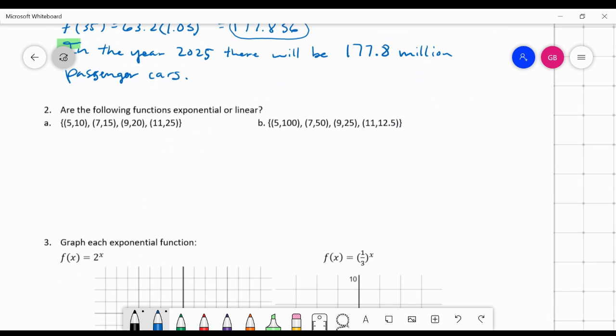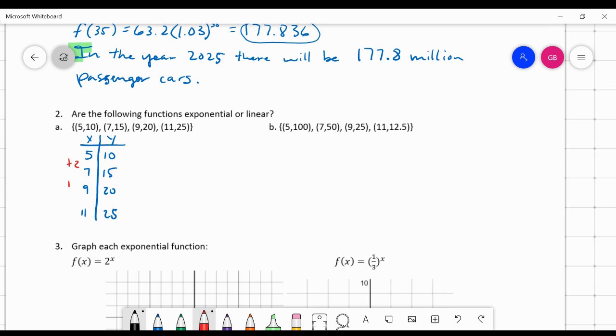Number 2, are the following functions exponential or linear? So what I'm doing, I put the numbers in a table so I could analyze them better. So x, y, we have 5, 10; 7, 15; 9, 20; and 11, 25. We could see that the x values are going up by 2, and the y values are going up by 5, adding 5 each time. So if it has an adding pattern like this, it is going to be linear.